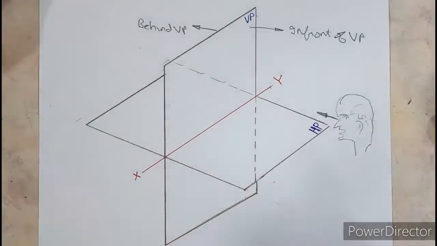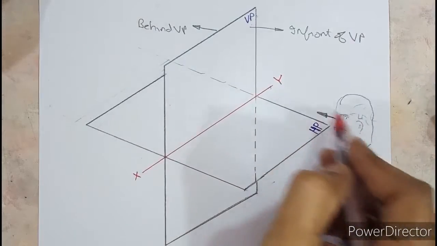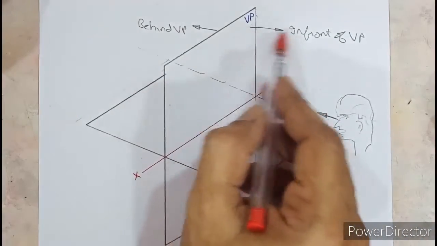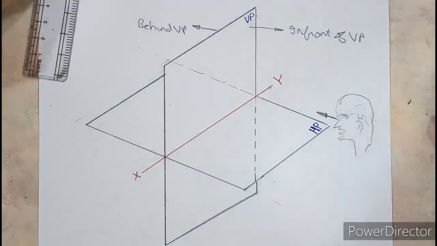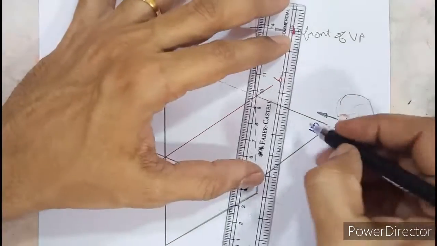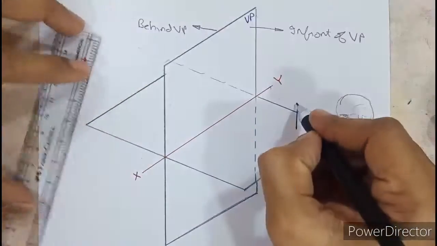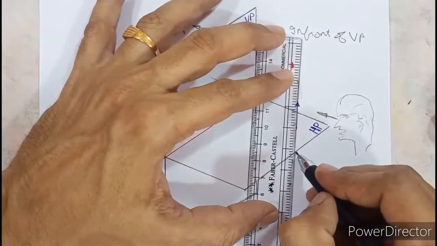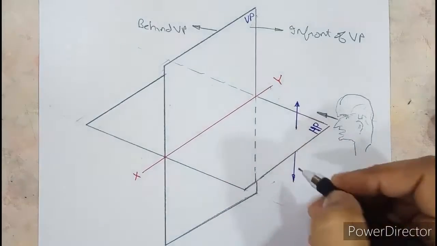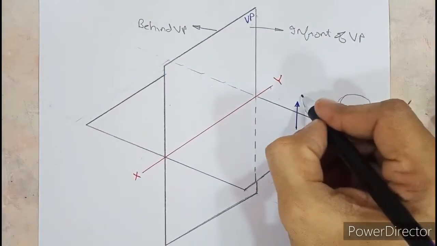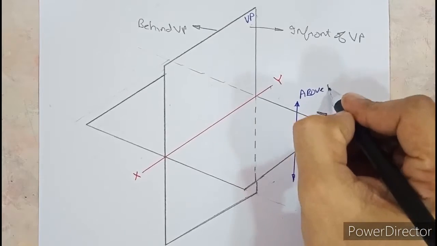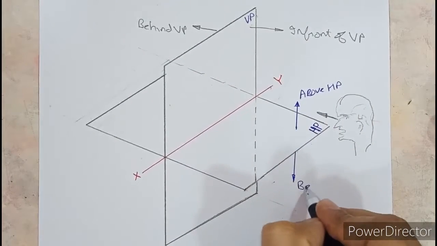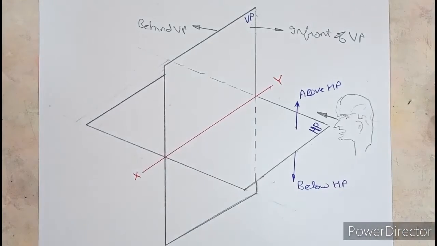As I told you, with respect to the vertical plane and from the observer's point of view, we can say this is in front of VP and this is behind VP. Similarly, with respect to the horizontal plane, there are two partitions because of HP. These are the two partitions shown by blue color. This portion is called above HP and this portion is called below HP. That is how the space is being divided into four halves.